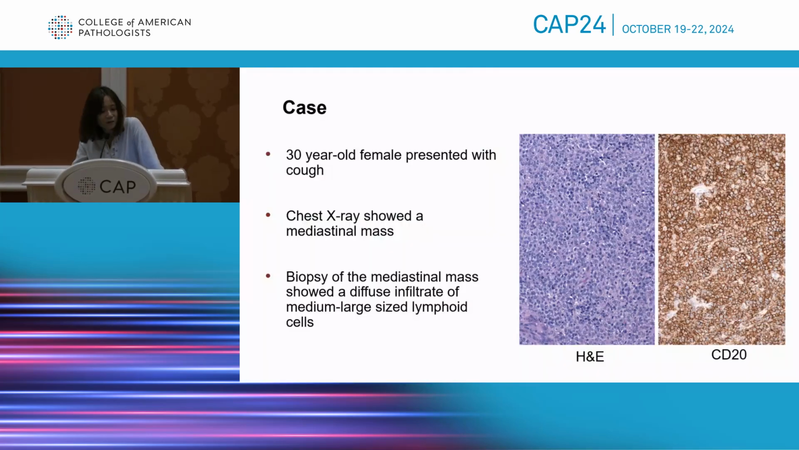The first example we have is a case. Our patient is a 30-year-old female who presented with cough. After a while, the symptom didn't improve, so her primary care doctor ordered a chest X-ray. Unfortunately, we saw a mediastinal mass. The biopsy of the mediastinal mass is shown in the middle section. You can see a diffuse infiltrate of medium to large-sized lymphoid cells, and they are all uniformly positive for CD20.